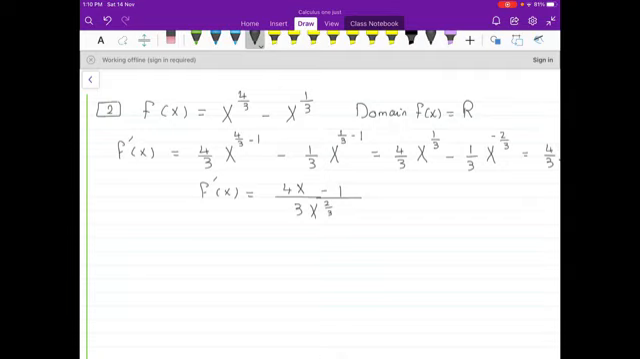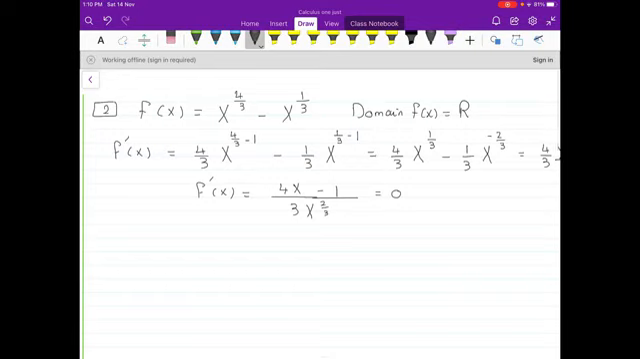Now this is f prime of x. When f prime of x equals 0, and when f prime at this point does not exist? Obviously, this equals 0 if 4x minus 1 equals 0, so you get x equals 1 over 4.